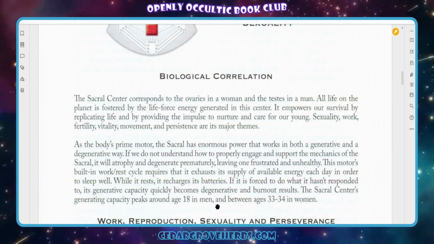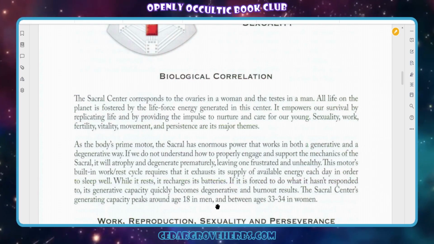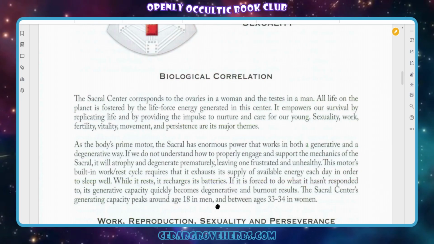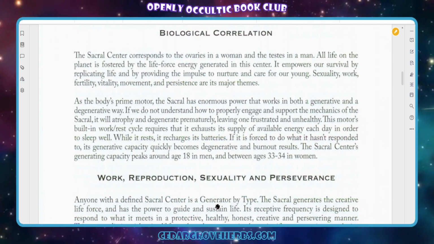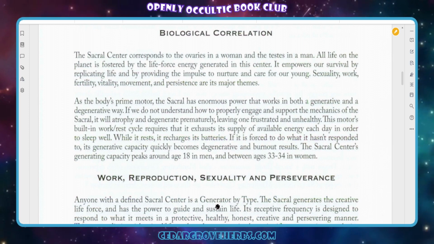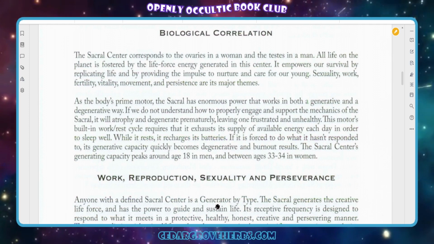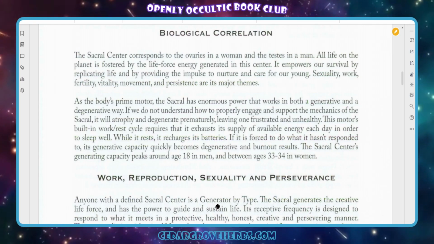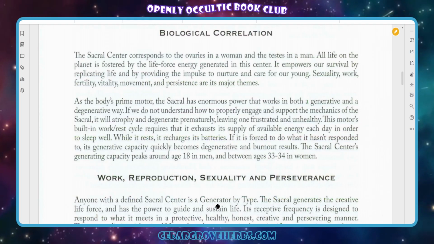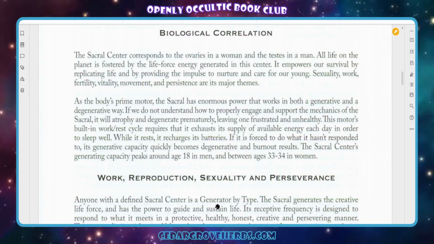Sexuality, work, fertility, vitality, movement, and persistence are its major themes. As the body's prime motor, the sacral has enormous power that works in both a generative and a degenerative way. If we do not understand how to properly engage and support the mechanics of the sacral, it will atrophy and degenerate prematurely, leaving one frustrated and unhealthy.